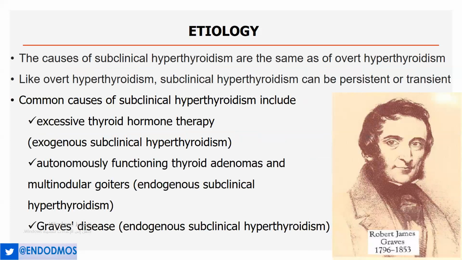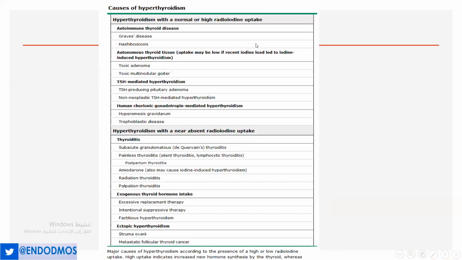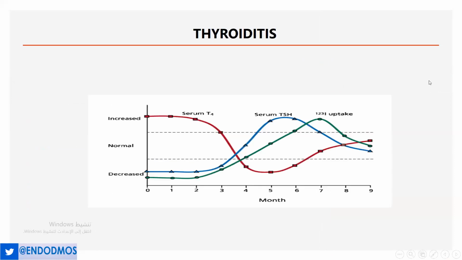We can say that the causes include excessive hormone therapy (exogenous subclinical hyperthyroidism), autonomously functioning thyroid adenoma, multinodular goiter, which is called toxic multinodular goiter, or the autoimmune process, Graves' disease. So the same causes of overt hyperthyroidism apply here for subclinical hyperthyroidism. This is what was mentioned previously on how to classify hyperthyroidism causes. No need for repetition, just keep it in your mind.